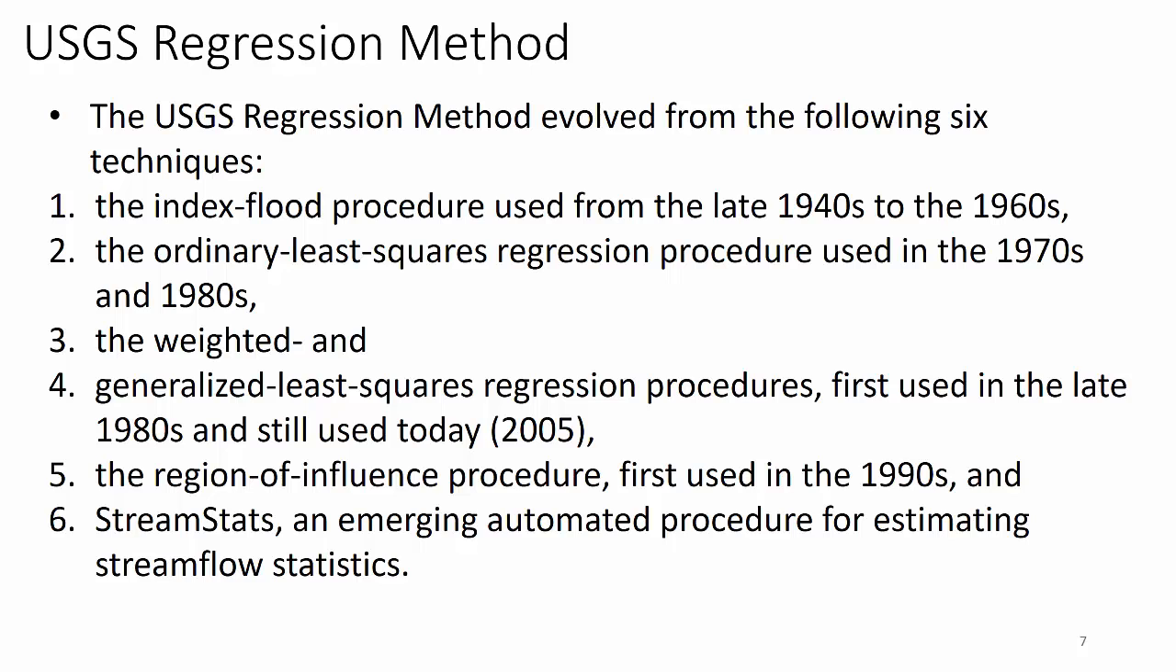The regression method evolved from 6 techniques. The index flood procedure, that was what was used from the 40s to the 60s, where you had an index flood and you applied that to other locations. The ordinary least squares regression procedure, which was the first stage of regression, used in the 70s and 80s, and those were the early states, Michigan and others. The weighted and generalized least squares regression procedure, first used in the 80s and still used today. So we started with the weighted, then the generalized least squares. The region of influence procedure, first used in the 90s, and then StreamStats, an emerging automated procedure for estimating streamflow statistics, which we use today.